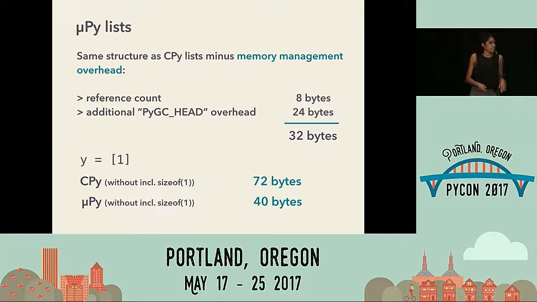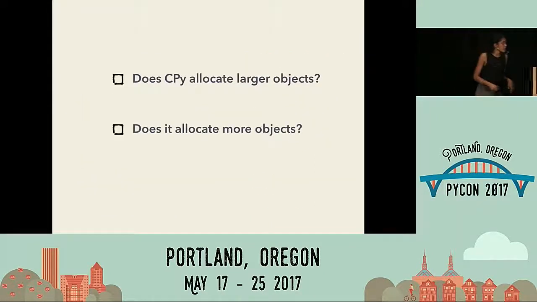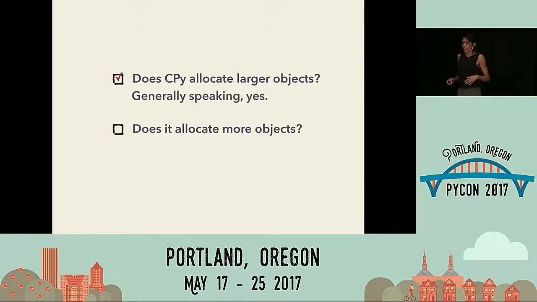Okay. So with this, we can take a step back and try and answer the questions. Does CPython allocate larger objects? Well, based on these examples, it certainly looks like it. We saw some huge difference in those numbers. And this is generally speaking, yes. Now, when it comes to things like dictionaries and especially classes and instances in Python 3.6, the difference is less clear-cut because Python 3.6 does some very cool things. But generally speaking, yes, CPython's objects tend to be larger than MicroPython's objects.